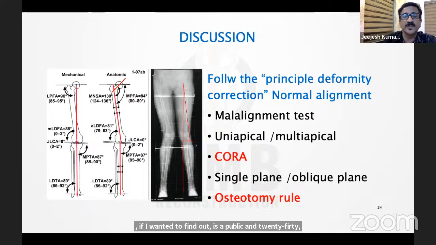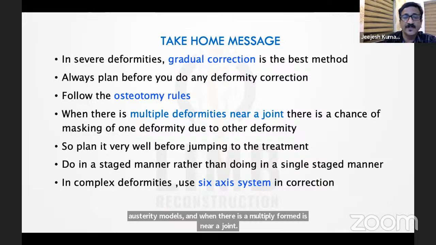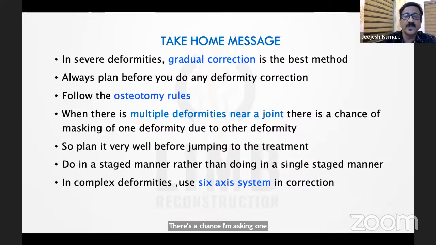What are the implants you use? So the take-home message in this case is, in severe deformities, gradual correction is the best method. Always plan before you do any deformity correction and follow the osteotomy rules. When there are multiple deformities near a joint, there is a chance of masking one deformity by another, so you have to plan very well before jumping into the treatment. Do it in a staged manner rather than in a single stage.